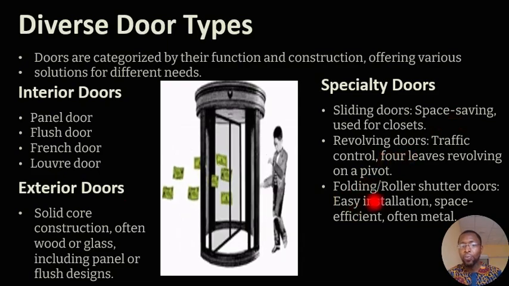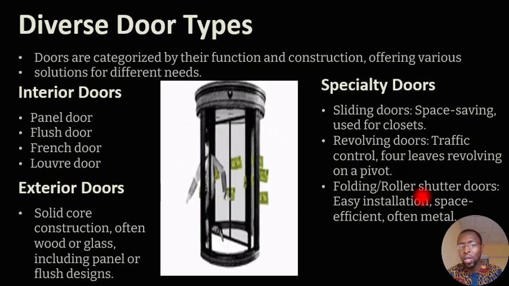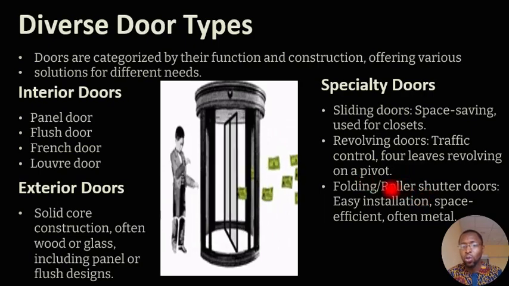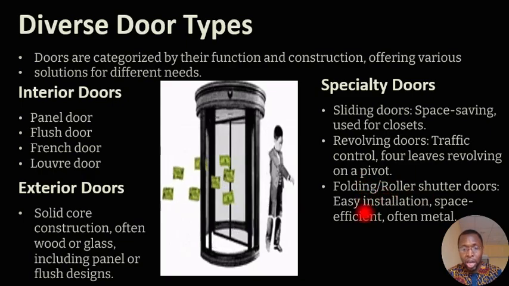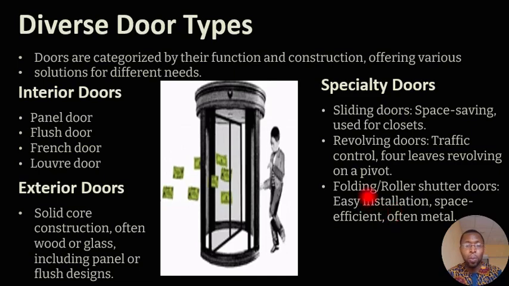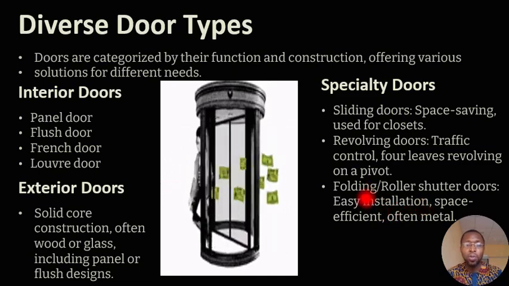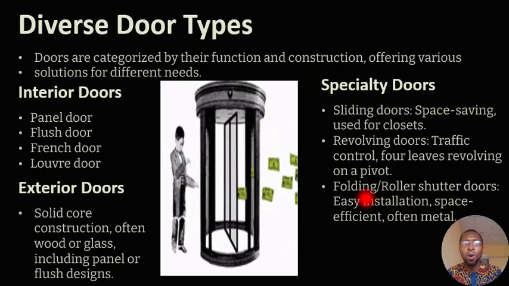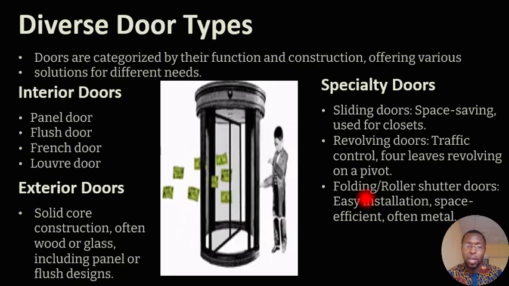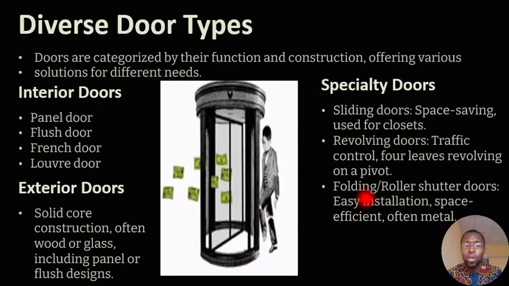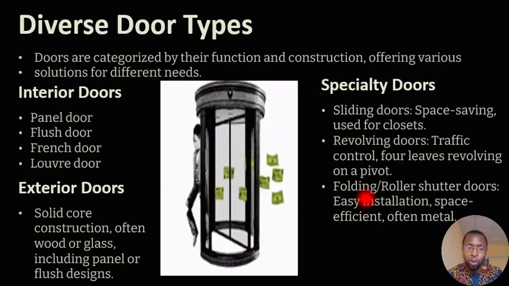And we have what we call the folding or the roller shutter doors. So this one is space efficient as well, and usually it's made up of metals. All right. So these are the different types of doors that we have in buildings based on their function and their construction as well.